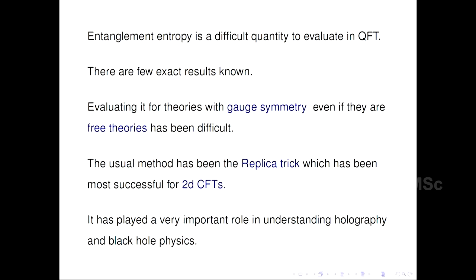Entanglement is actually a difficult quantity to evaluate in quantum field theory. And evaluating it for theories with gauge symmetry is even more difficult, even if they are free. The usual method has been the replica trick, which has been most successful in 2D CFTs. And as many of us here know, entanglement entropy has played a crucial role in understanding holography as well as black hole physics. Now, in spite of the fact that entanglement has played a crucial role in gravity, there has been very little study of entanglement entropy of just gravitons.